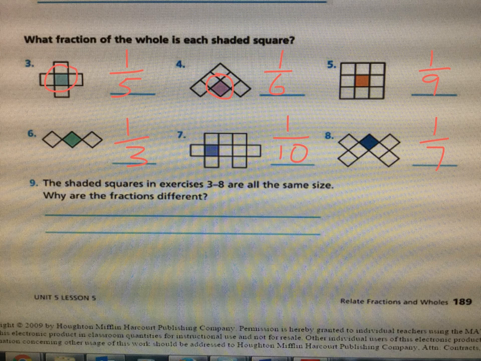Okay? Again, each of those squares is the same size, but it's part of different size groups, so the fraction is different. Okay? And we just explained that for number 9. They're all the same size, but they're part of different size groups, so the fractions are different. The numerator, all 1, is the same, but they're all part of different size groups. One group of 5, one group of 6, one group of 9, one group of 3, one group of 10, and one group of 7.